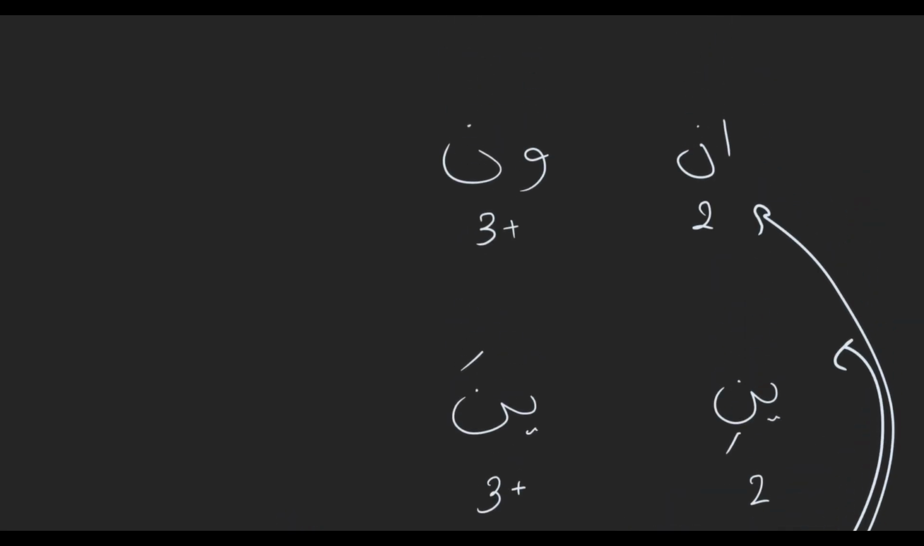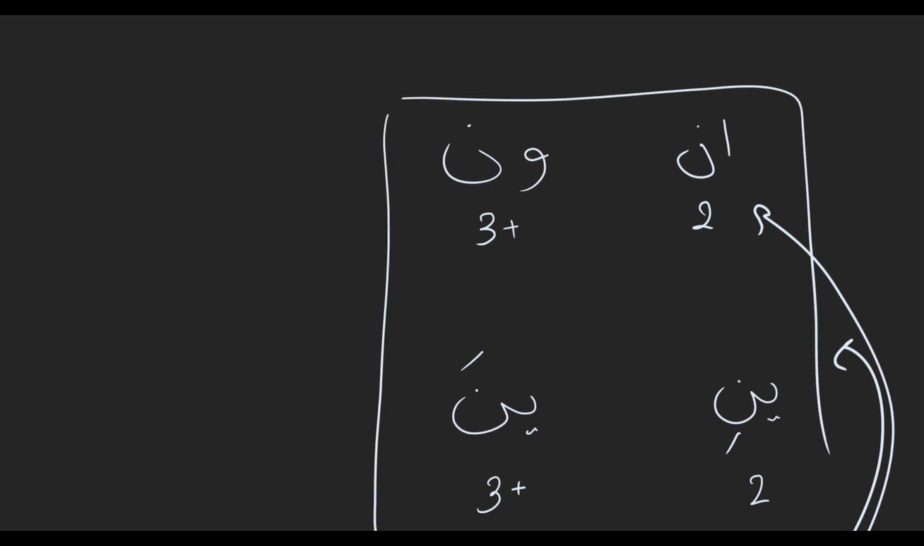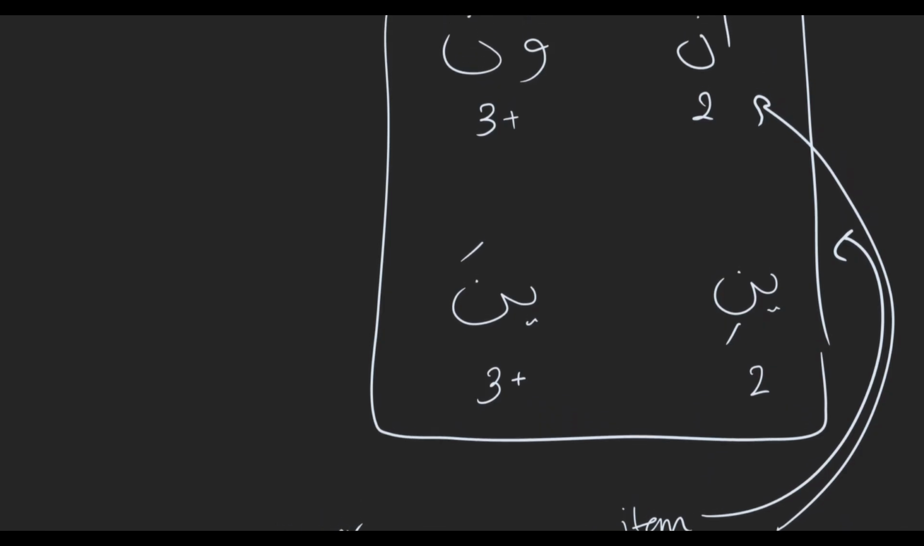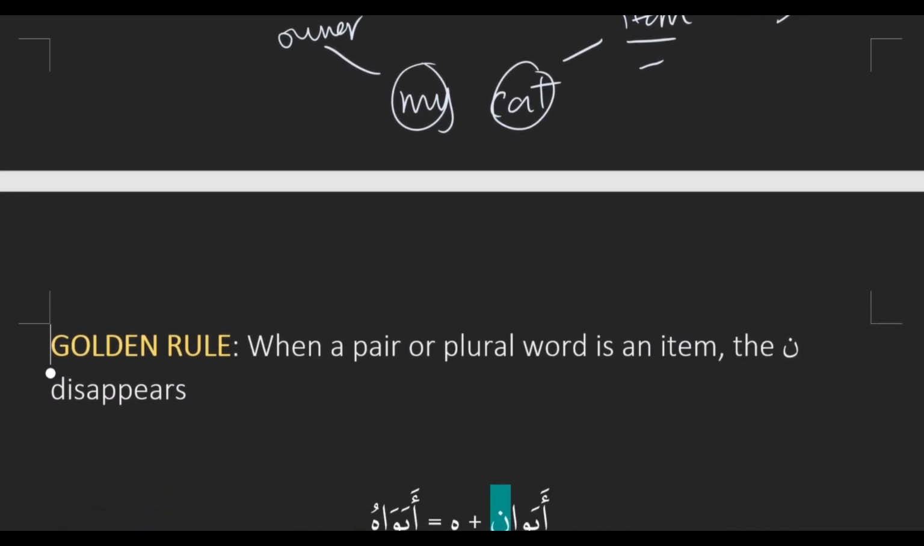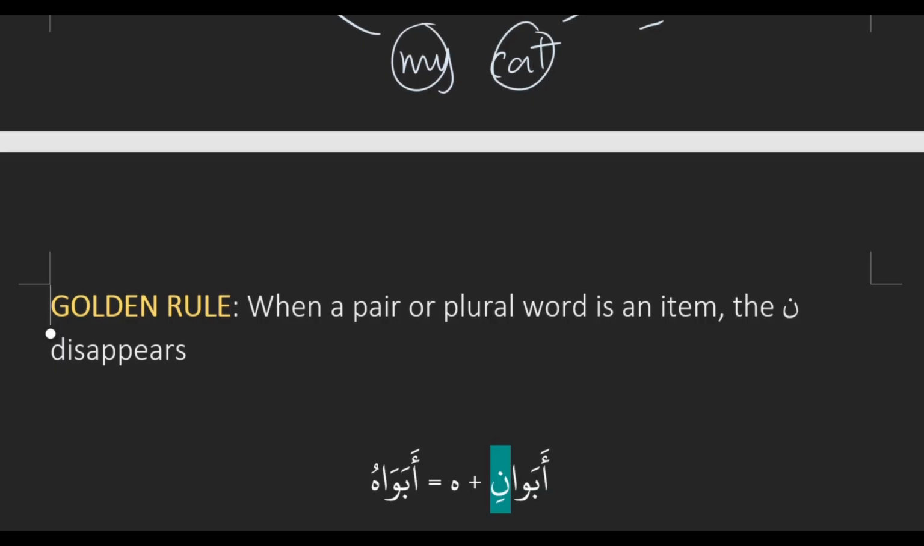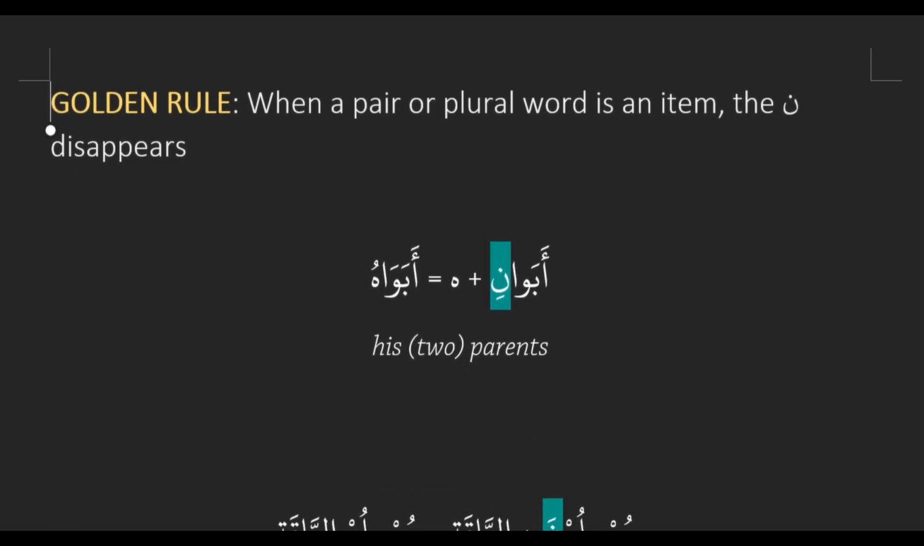What do you notice about these pair and plural ending labels? What's one continuous factor? They all end in a noon. So here's our rule: when the item is a pair or plural, that noon that characterizes the pair or plural is going to disappear.